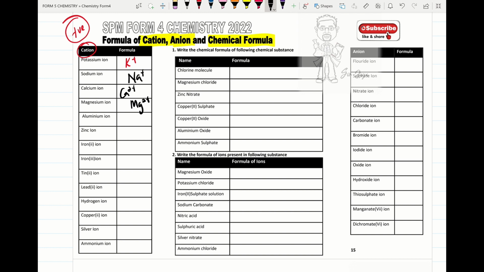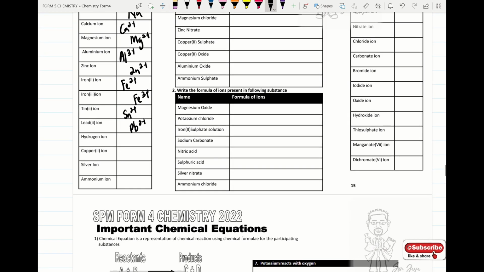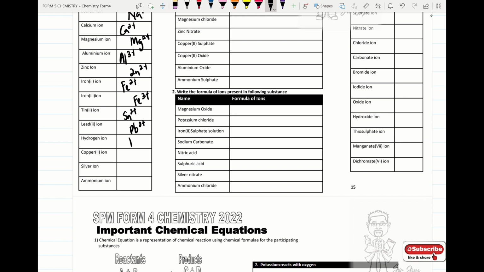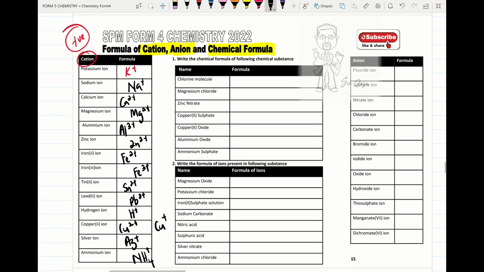Alright, so Ca2 positive, magnesium ion. Please memorize all these ions. Mg2 positive, aluminium ion Al3 positive, zinc ion Zn2 positive, iron 2 is Fe2 positive, iron 3 is Fe3 positive, tin or stannum ion Sn2 positive, lead 2 ion Pb2 positive. Alright, so Pb2 positive, and hydrogen ion H positive, copper 2 ion Cu2 positive, and we have copper 1 ion Cu positive, silver ion Ag positive, ammonium ion NH4 positive. So ammonium ion will be NH4 at the bottom and positive. Alright, so these are the cations that students must remember.